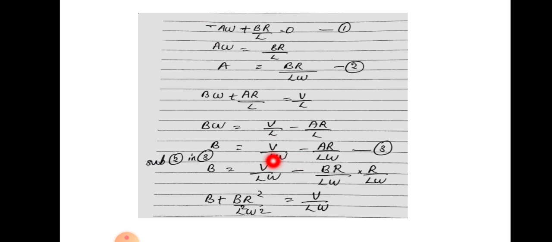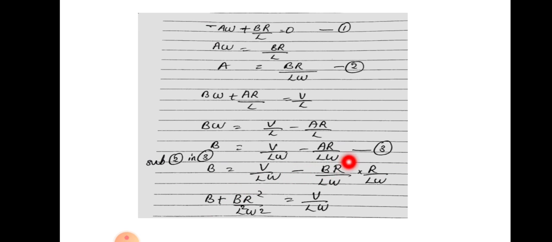In this equation we can substitute equation 2, which relates a and b. So we substitute for a in equation 3; that means equation 2 can be substituted in equation 3. We will get b equal to V by L omega minus, instead of a, b R by L omega, into R by L omega. So we will get the equation for b by rearranging these equations.